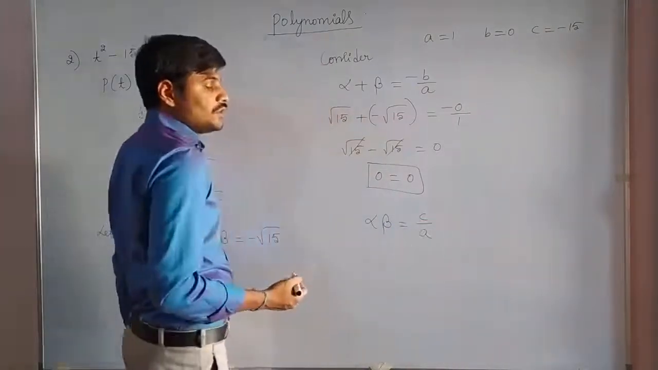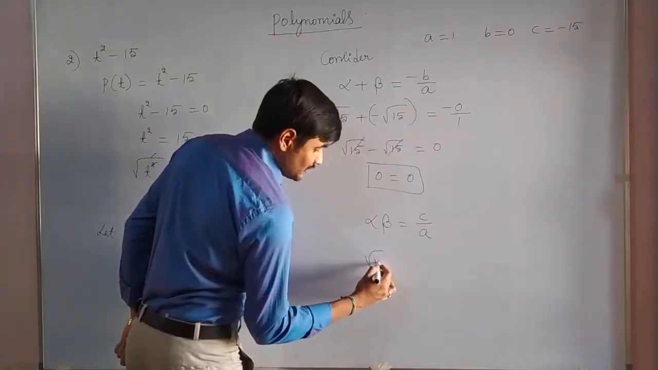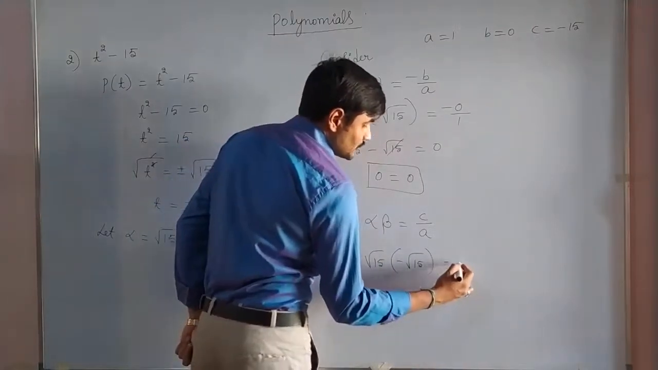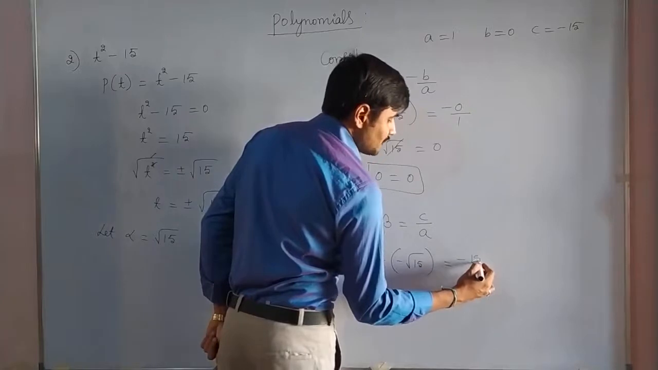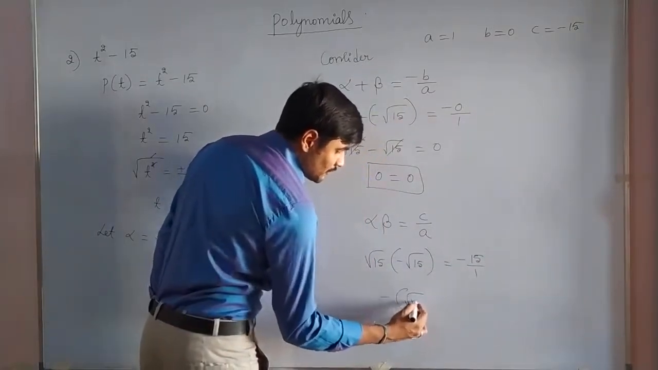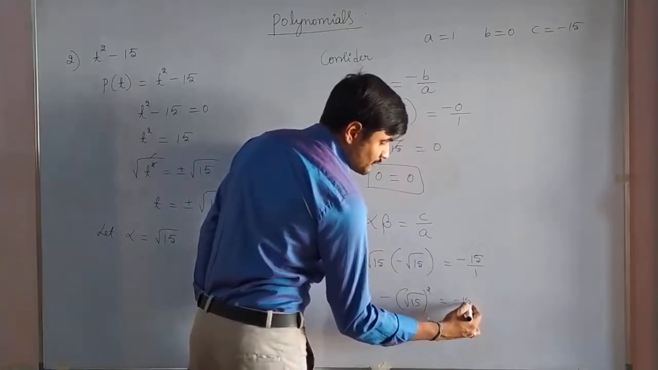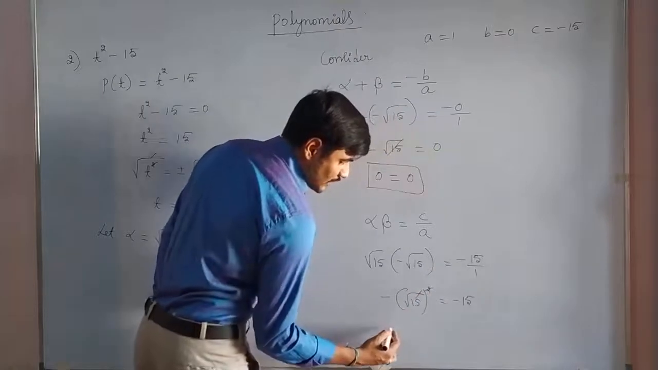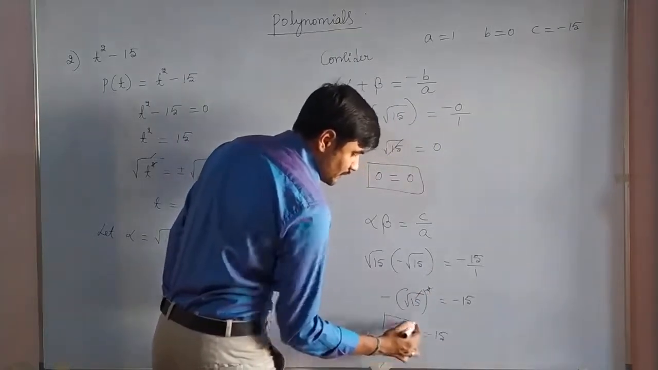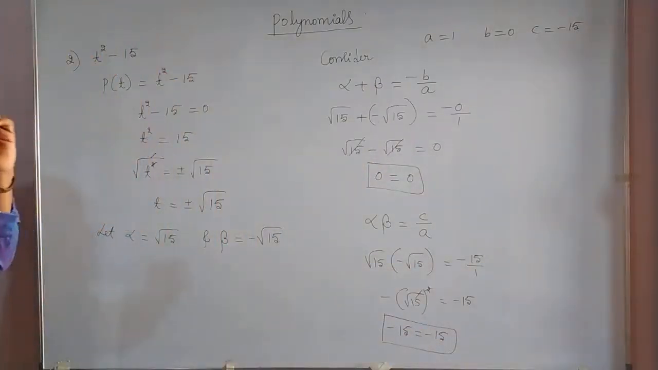Now verify the product of the zeros, c by a. Alpha beta is equal to c by a. Here alpha is root 15 and beta is minus root 15. The c value is minus 15, a value is 1. So it will become minus of root 15 the whole square, which is minus 15. The square and root cancel. So minus 15 is equal to minus 15. That's verified.